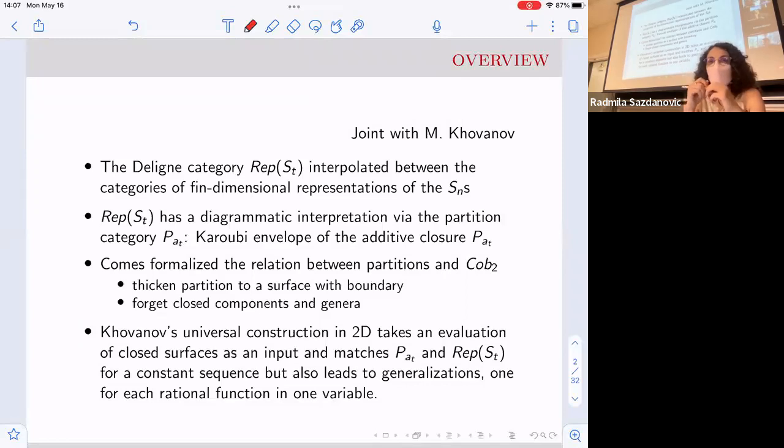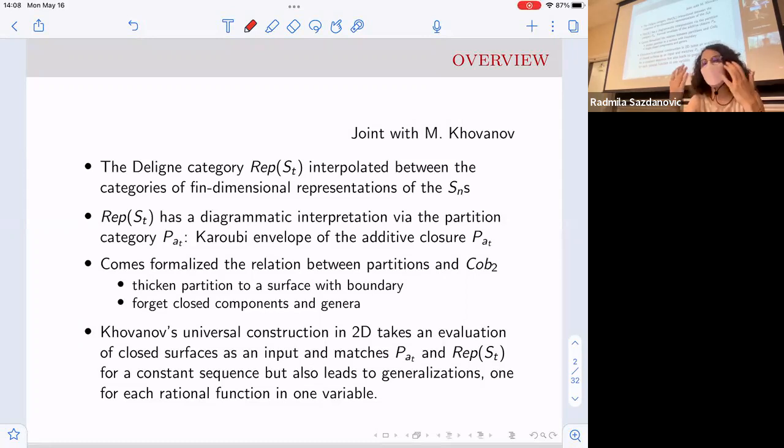Khovanov's universal construction in 2 dimensions, if you specialize to 2 dimensions, looks at 2-dimensional cobordisms and has an extra input. That was this function that tells you how to evaluate these closed components. So if you have a closed surface floating around, this function tells you how to evaluate those closed components.